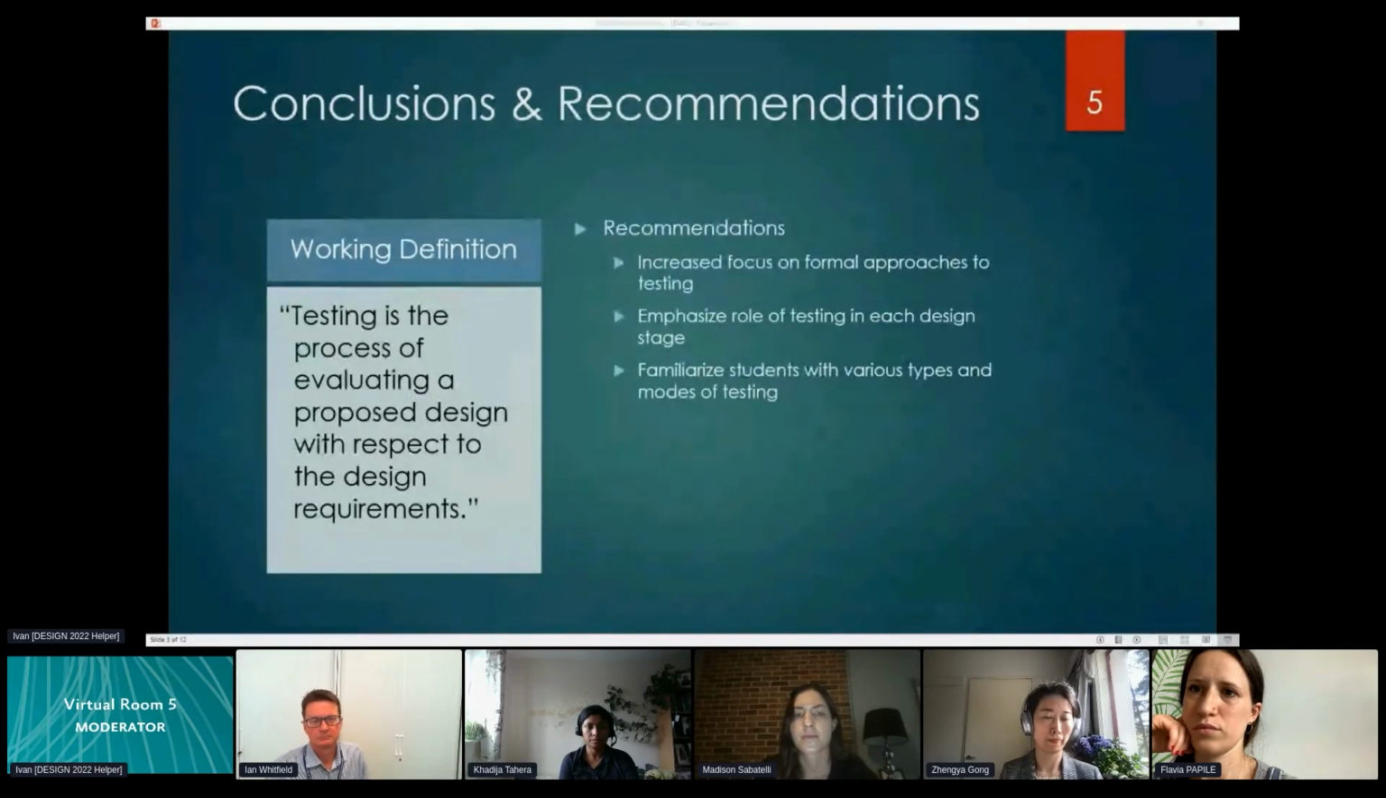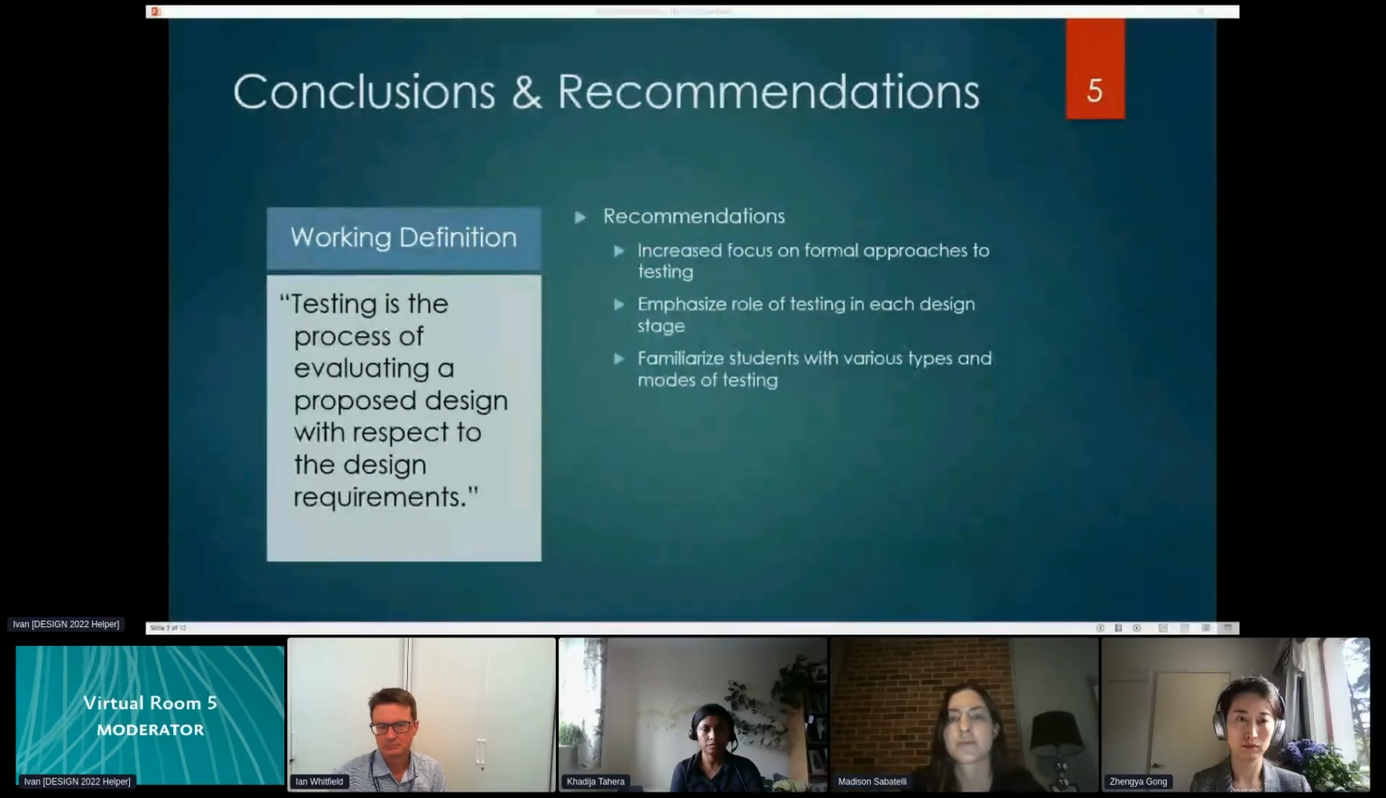As for recommendations, we think there should be an increased focus on formal approaches to testing, so a structured way to carry out the tests and then sequence the tests to learn what we want to learn about the product. We should emphasize the role of testing in each design stage. Just reiterate that testing is important at several levels of product development. And we also want to familiarize students with various types of testing so they know how to select the correct type of test in order to learn the information they intend to learn.